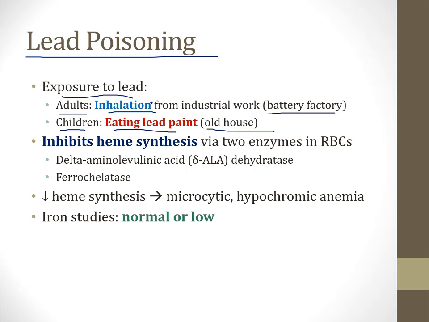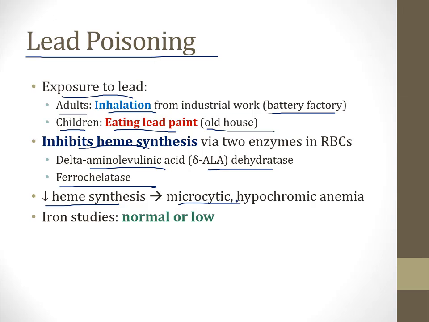originally used. Lead poisoning inhibits heme synthesis by inhibiting two enzymes in red blood cells. The first one is delta-aminolevulinic acid dehydratase, or ALA dehydratase, and the second one is ferrochelatase. And we'll talk about what both of these enzymes do in a minute, but the bottom line is this inhibition leads to less heme synthesis, and therefore this can lead to a microcytic hypochromic anemia.